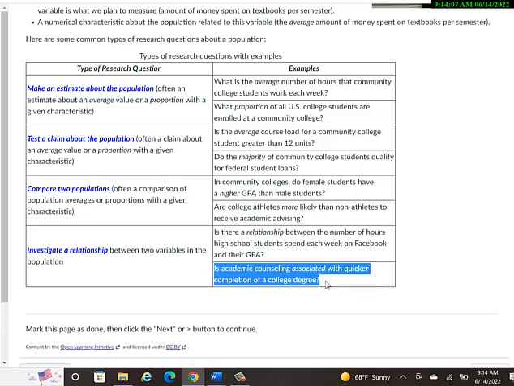But anyway, is academic counseling associated with quicker completion of a college degree? So I think that's probably true, right? If you talk to a counselor and they tell you, oh, you're taking that class, you don't even need that class, you should take this class instead. Of course, that's going to help you graduate faster, because for students, it's hard to know what classes to take unless you have some guidance, depending on your major and all kinds of stuff. But I think that's the idea. We'll see more as we go on here.